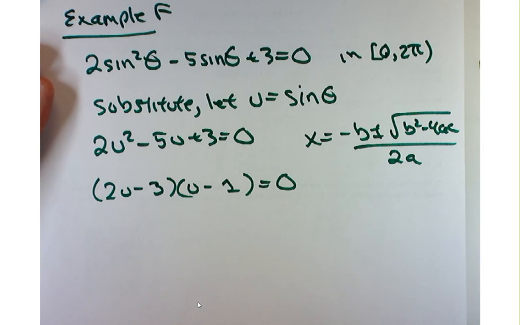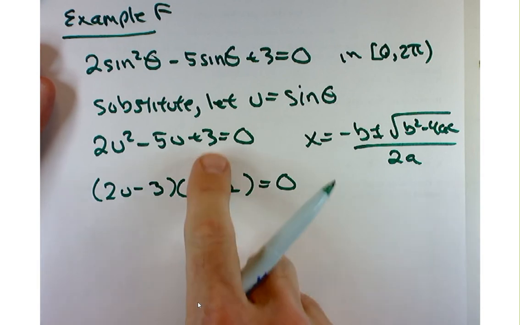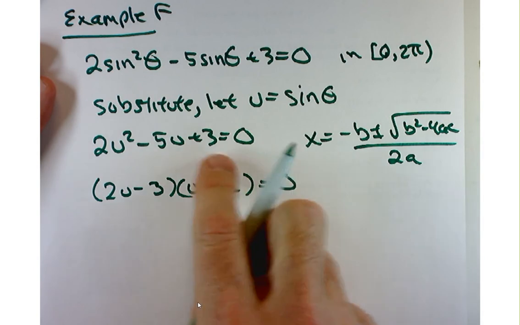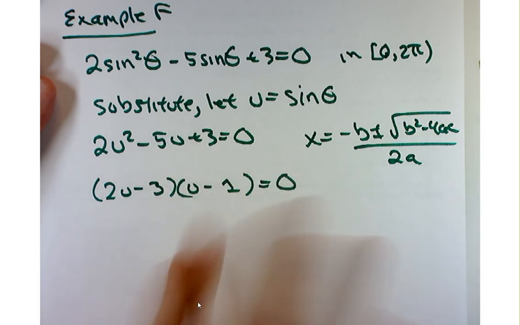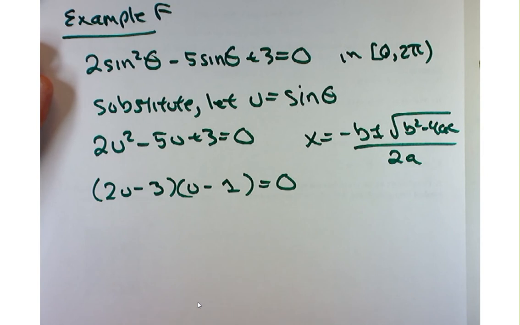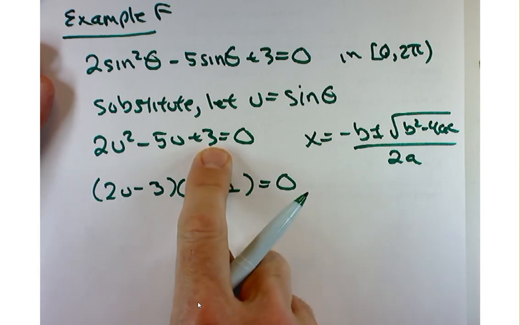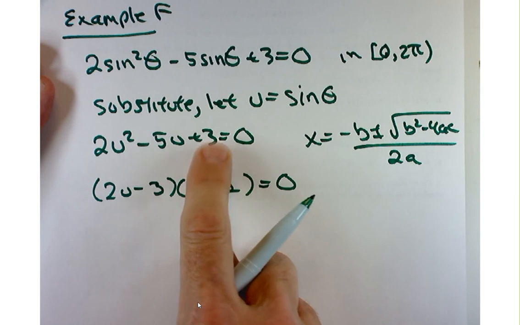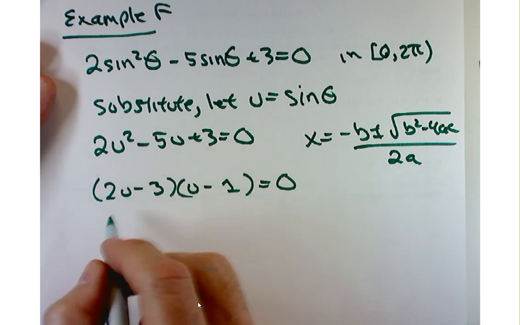How'd you get the u minus 1? I knew that the only two numbers that are going to work here are 3 and 1, and it was just a matter of choosing which order. How did you know that though? Well, because 3 is a prime number. The only numbers that multiply to 3 are 1 and 3. So I got lucky there. Oh, that makes sense. All right.